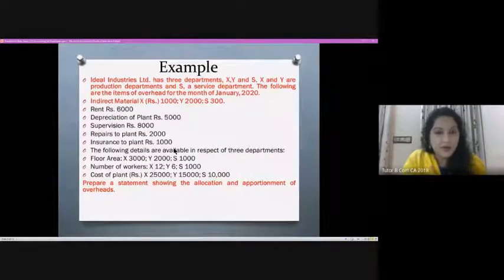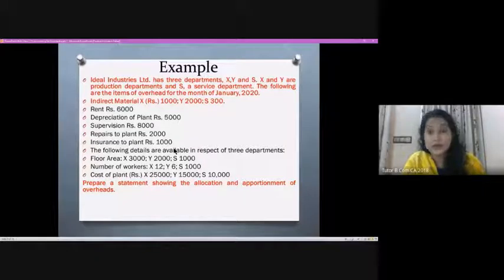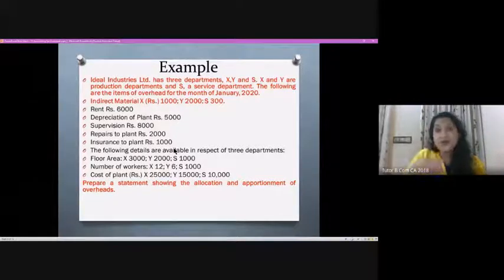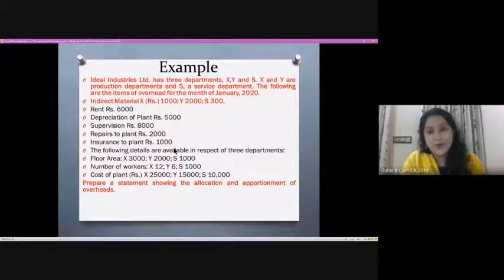Now, in the example in front of you, you can see that it's an industry which has 3 departments, X, Y, and S. Reading through the question, you will understand that X and Y are production departments and S is a service department, which is very important for us to understand because this concept of reapportionment comes here, right? Which we are not going to discuss in today's class. But in this particular question, you have to understand that we are talking about 3 departments. Of these, 2 are production departments and the third one is a service department.